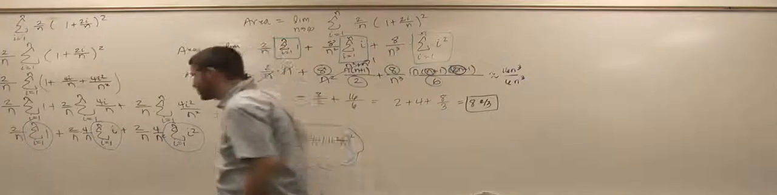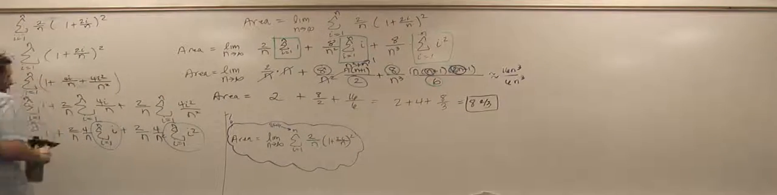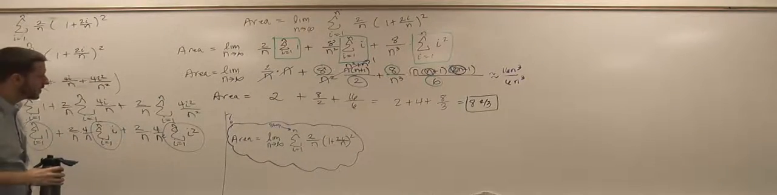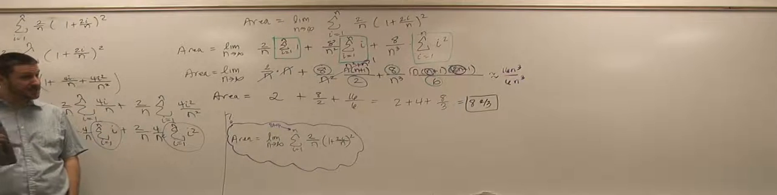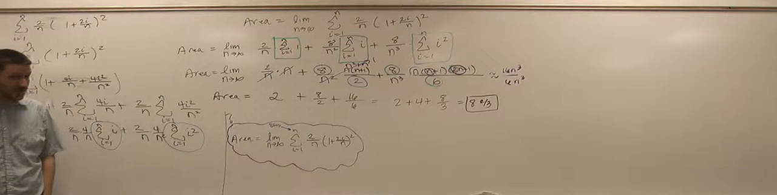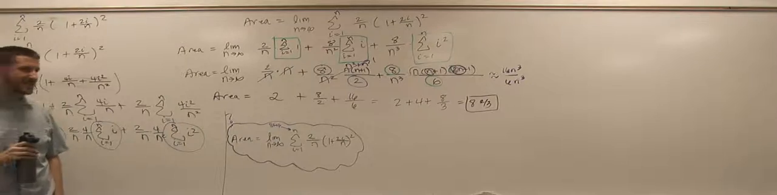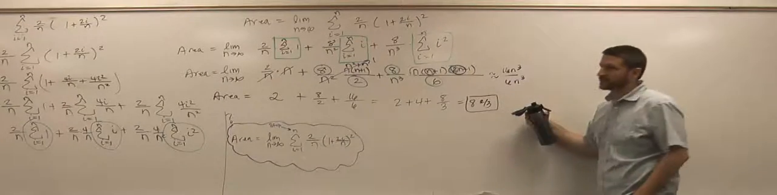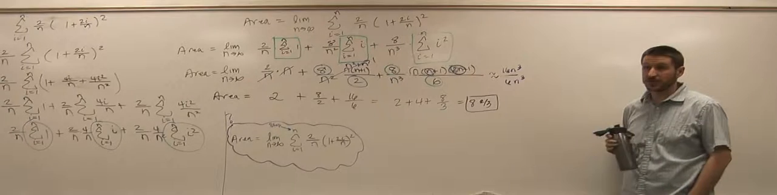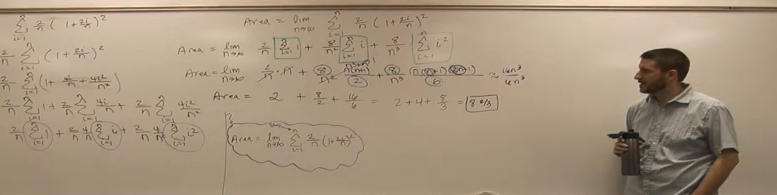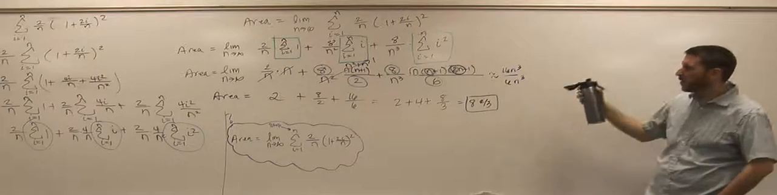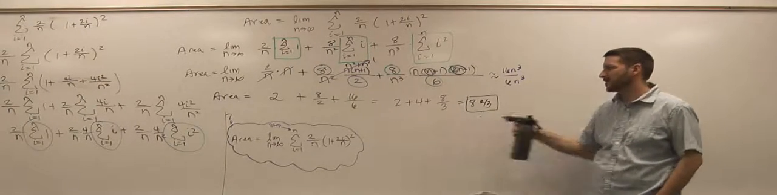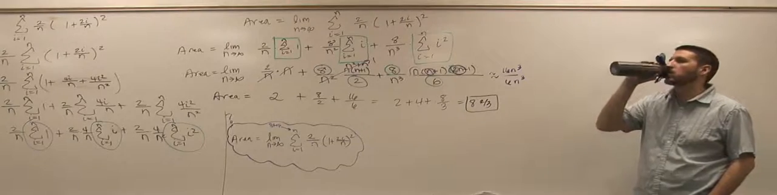But the point here is that finding the area under the curve is hard. It's possible. We can do it. But it's not easy. So when we get to our fundamental theorem of calculus, which makes finding the area under the curve stupidly simple, hopefully you'll appreciate it. But right now, with what we know, to find the area under the curve, this is what you have to do.